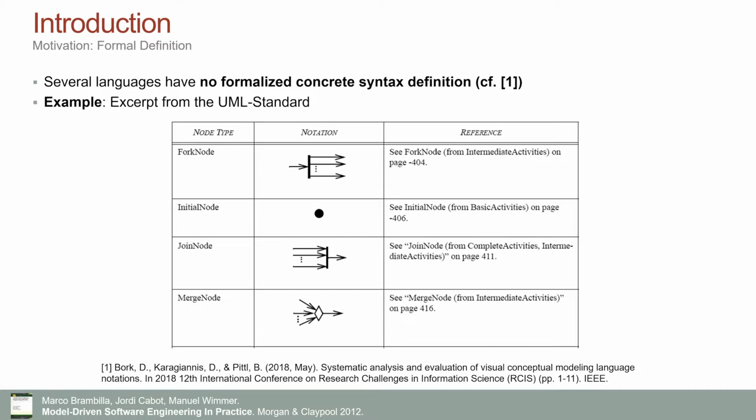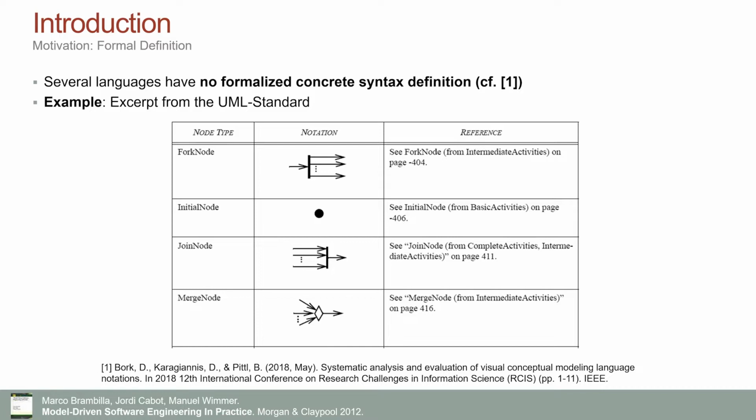And this is not formal at all, because not even the color of black is formally specified. Also, the size of that circle is not specified formally. So any tool developer could realize a different black circle of different sizes. And analogously, the same applies to the fork node, the join node, and the merge node.